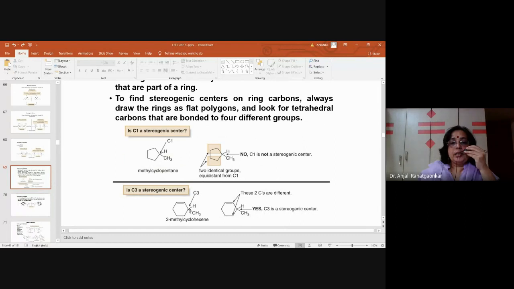So look at this C3. Okay. So this C is connected with CH2 double bond CH. This is connected with CH2 CH2. Other is H and CH3. So this is a stereogenic center.